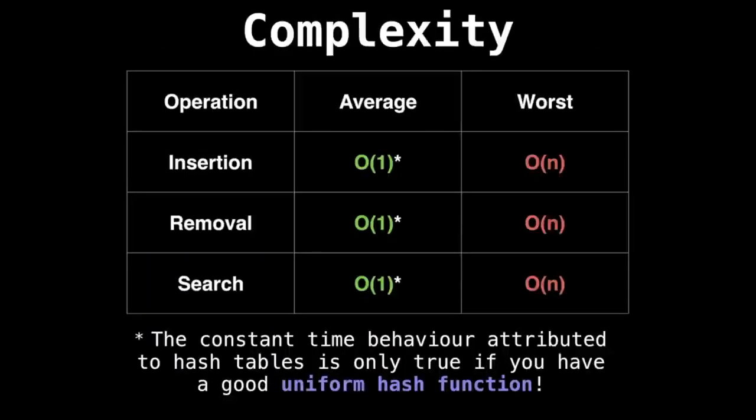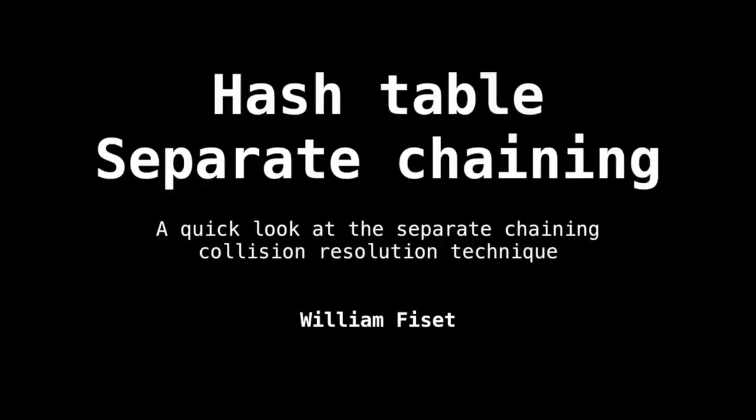So the time complexity of the hash table is actually pretty remarkable. In fact, it's amazing. So on average, we can achieve constant time for insertion, removal, and search, but if you have a terrible hash function that's not uniform, then you can get linear time, which is really, really bad.